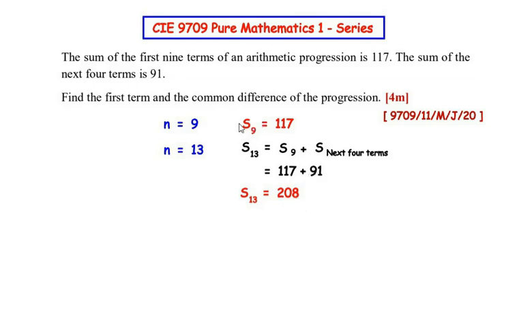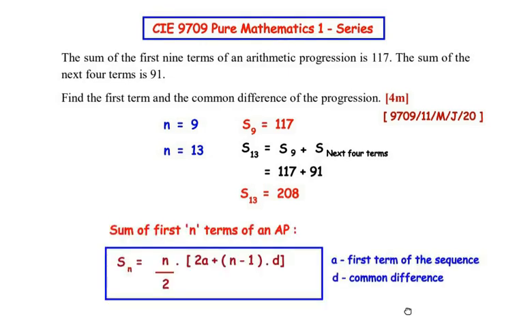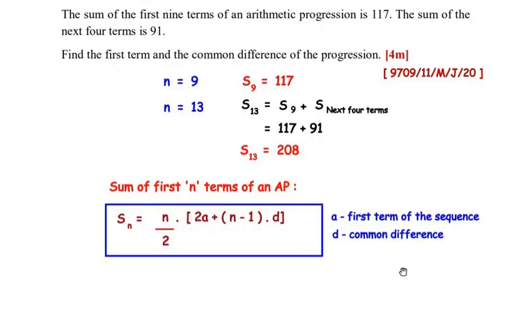Now once we have the sum of the first 9 terms and the sum of the first 13 terms, let us make use of the formula for the sum of n terms of an arithmetic progression to find the first term and common difference, as asked in the question. The formula is Sn equals n over 2 times (2a plus (n minus 1) times d), where n represents the number of terms, a represents the first term, and d represents the common difference.